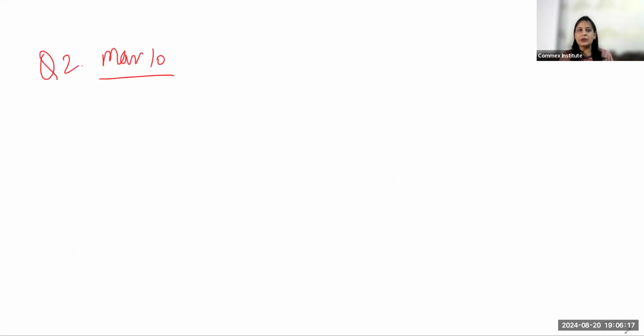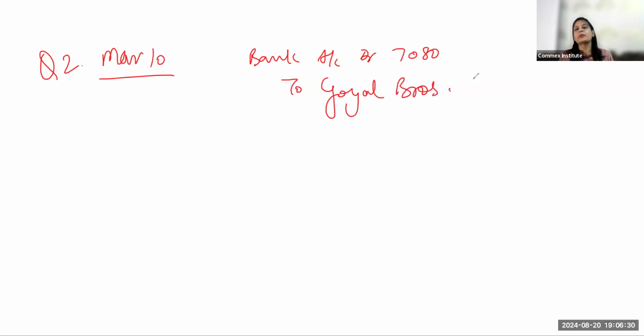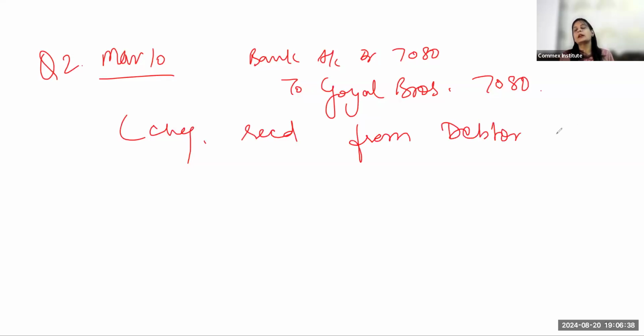So what will be the entry बच्चों? Entry is very simple. Bank account debit 7,080 to Goyal Brothers. So this also confirms that our March 4 transaction is correct. Check received from debtor, that is Goyal Brothers.